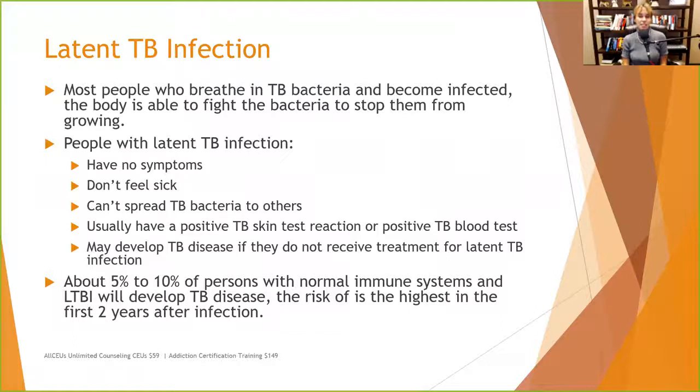About 5 to 10% of people with normal immune systems and latent TBI will develop TB disease. So if somebody has the infection in their system and it's latent, even if they've got a normally functioning immune system, about 5 to 10% are still going to develop TB disease. The risk is the highest in the first 2 years after infection.